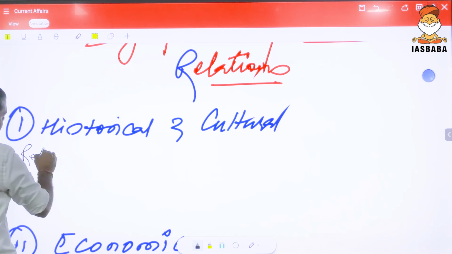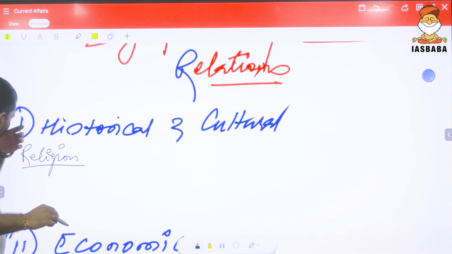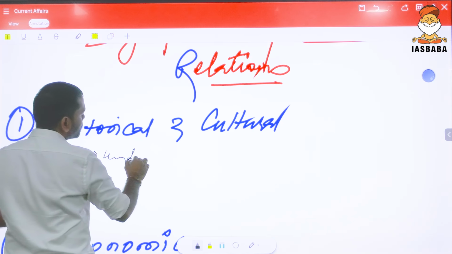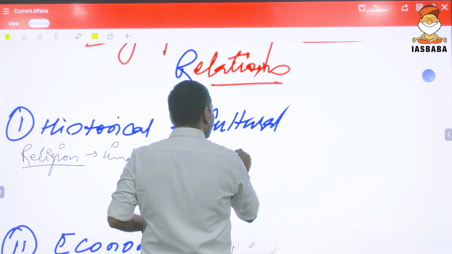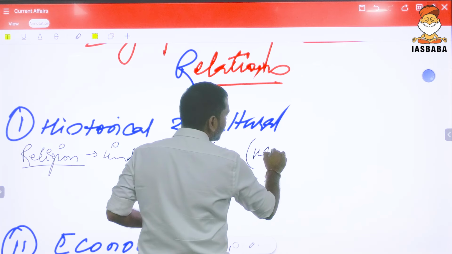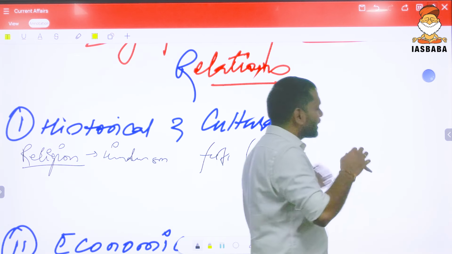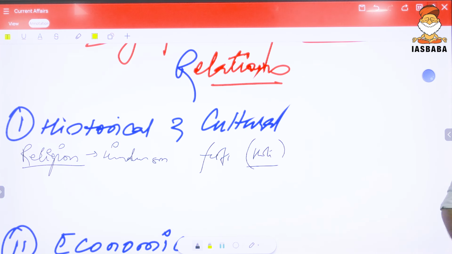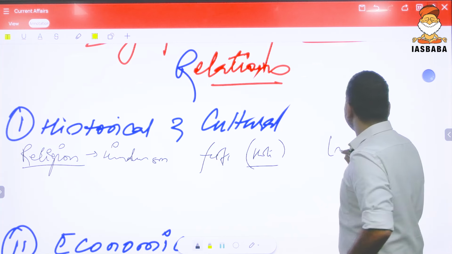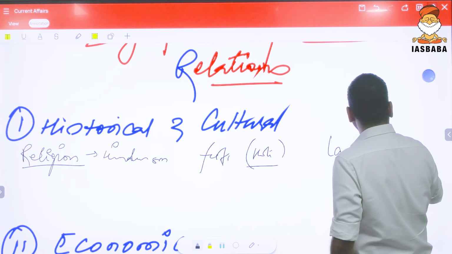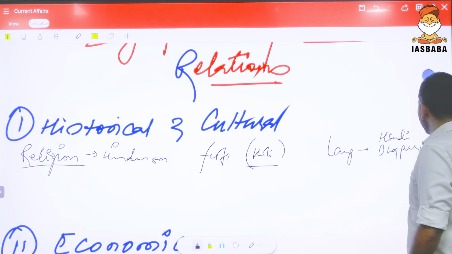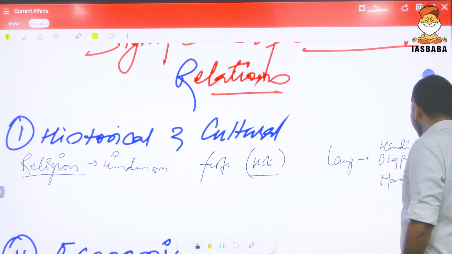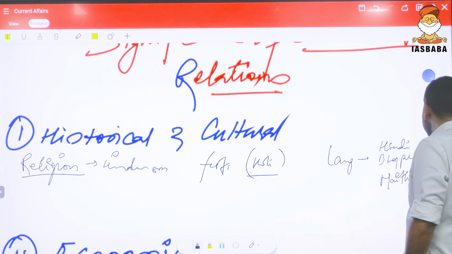So we have this common religion. Sorry, some disturbance was there. Common religion, that is Hinduism. Then we also see that there are common festivals that we celebrate, like Holi, Diwali, and all we celebrate, right? And then there are other things as well which can come in the historical and cultural context, and that is the language. Since that is nearer to Bihar, the languages spoken are Hindi, Bhojpuri, and Maithili. So this is also very important for all of us to understand, right? So historical and cultural ties.